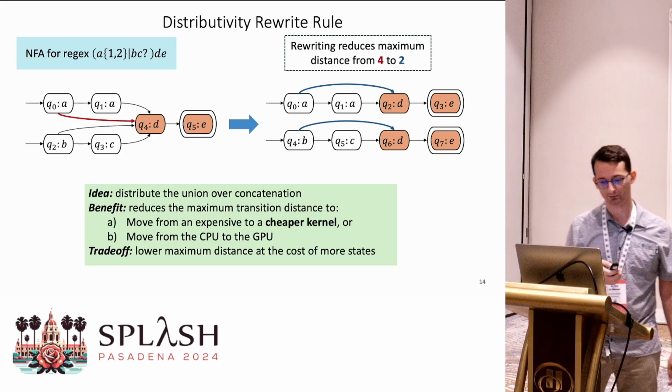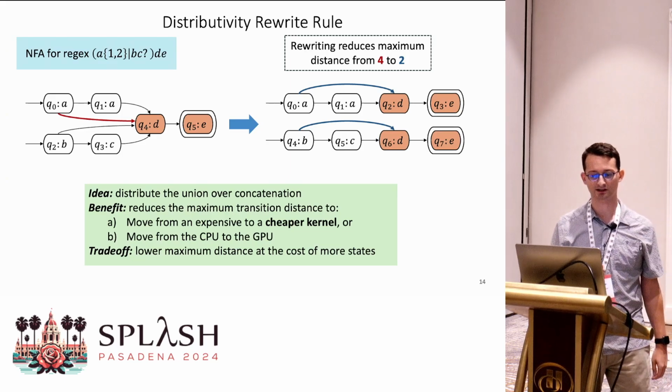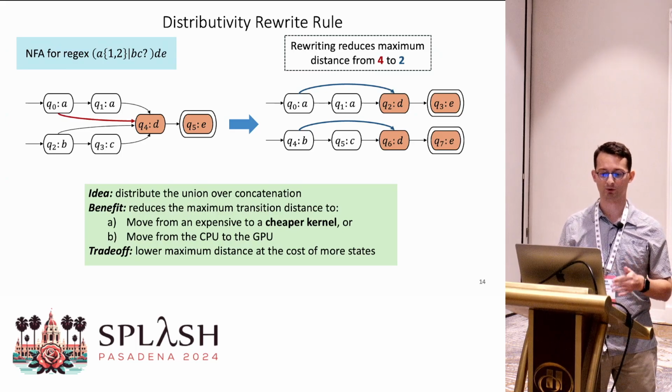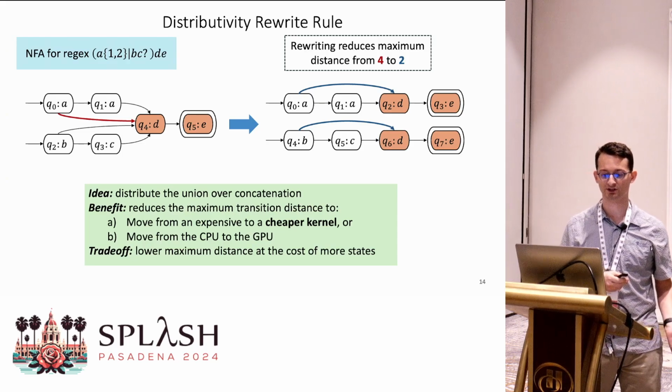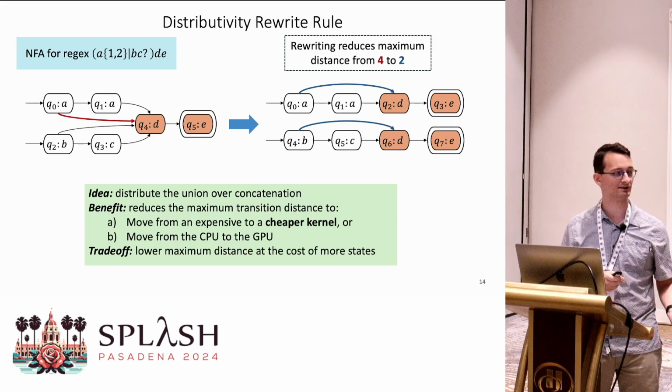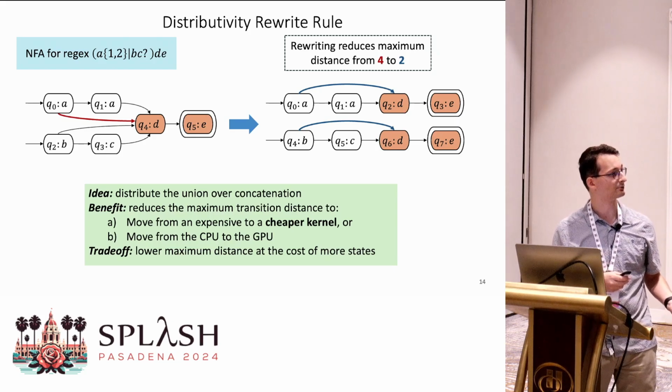The benefit of this approach is, first, it can help us to move a regex from an expensive kernel to a cheaper one, or even a regex that was previously executed on the CPU could be executed on the GPU. It is, however, a trade-off, because we lower the maximum distance, but by doing that, we had to duplicate the states in orange here.